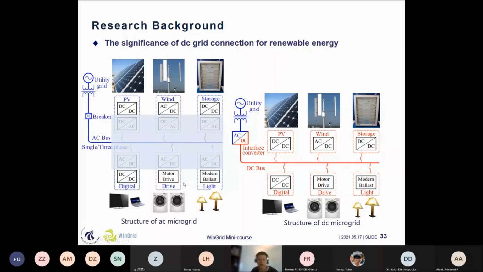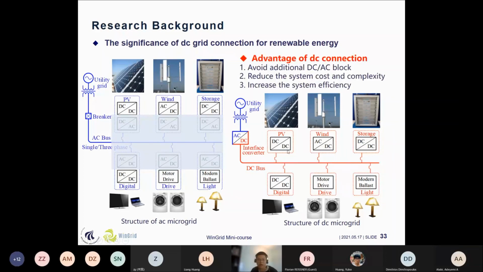So why don't we consider eliminating all these additional DC-AC converters and just use a DC bus, a DC microgrid? Comparing the AC microgrid and the DC microgrid, the advantage is that first it can avoid the additional DC-AC block, and then it can reduce the system cost and complexity. Furthermore, without this additional transformation part, it can increase the system efficiency.